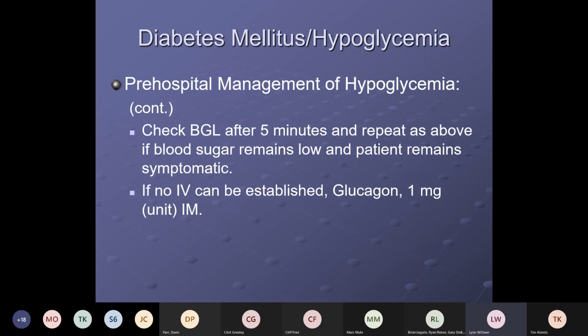Check your blood glucose after 5 minutes. Repeat if blood sugar is low. If you can't give an IV, glucagon, 1 milligram or 1 unit IM for the patient.